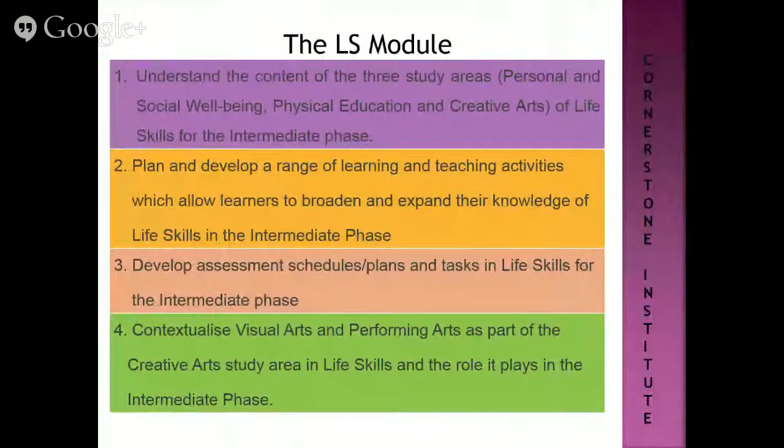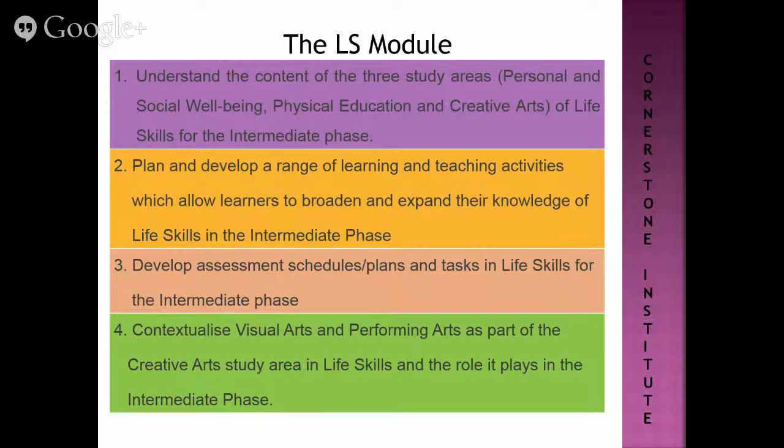So what is this module all about? The life skills module has 4 outcomes, which you will find in detail in your module outline under Funda. The first outcome is about understanding the curriculum and the 3 study areas of life skills. The second outcome is about planning and developing a range of learning and teaching activities for these 3 study areas. And in particular, we're looking at the intermediate phase, which is grades 4, 5, and 6.